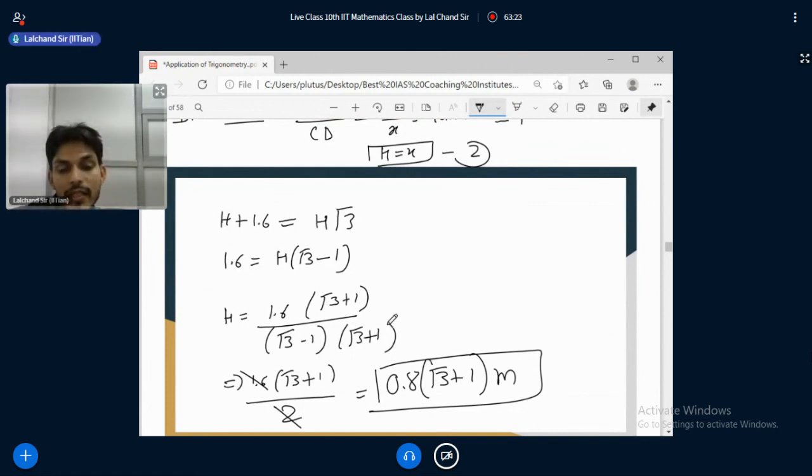Let us end this session here. Try to practice some questions from NCERT and other books. If you have any doubt, you can ask in the next lecture. So this is all about height and distance. This topic is very easy. Only two concepts are used: angle of elevation and angle of depression. Okay, let us end this session.